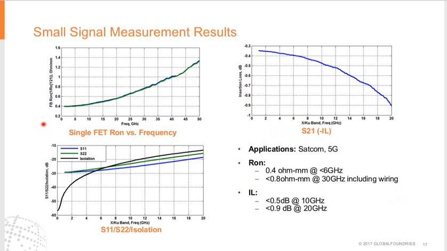In this measurement data, we also monitor the Ron Coff for a single finger with a wall to the top single metal. We can see that at low frequency it is about 0.4 ohm per millimeter gate width. When we go up to the Ka band, it increases to about 0.8. This one is the insertion loss measurement from 1 GHz to 20 GHz. At 10 GHz, the insertion loss is less than 0.5 dB. And at 20 GHz, the insertion loss is less than 0.9 dB.